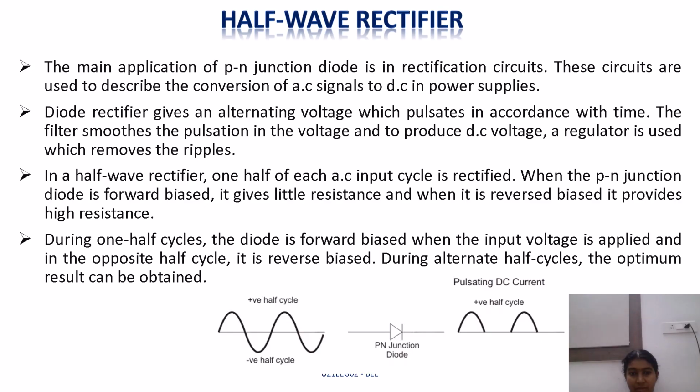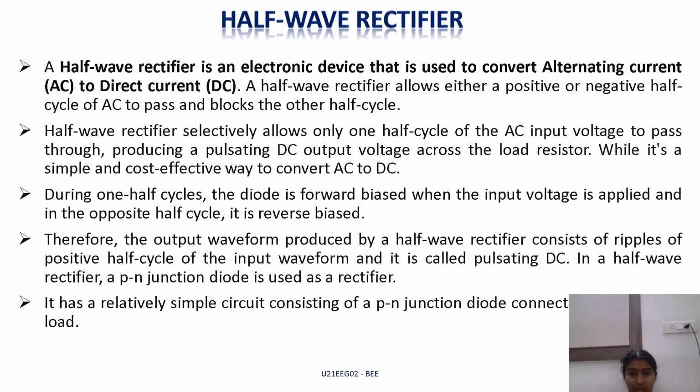In half wave rectifier, as we have seen already, one half of each input cycle is rectified. When the PN junction diode is forward biased, it gives little resistance, and when it is reverse biased, it provides high resistance. During one half cycle, the diode is forward biased when the input voltage is applied, and in the opposite half cycle, it is reverse biased. So during alternate half cycles, the optimum result can be obtained. This is the input voltage, and this is the symbol of PN junction diode. This we have seen already, and this is the output from the half wave rectifier. That is, we get pulsating DC voltage.